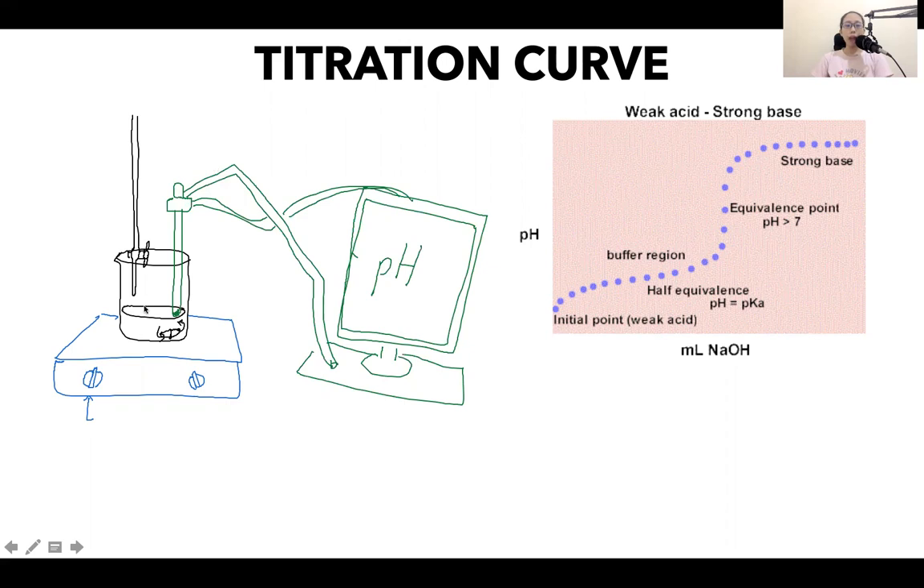As we add amounts of our titrant, we keep track of the pH, and then we form the plot of pH against the volume of the titrant, and we generate this titration curve. Now, theoretically speaking, we can also perform calculations to generate a titration curve, and that will be discussed in the next video.